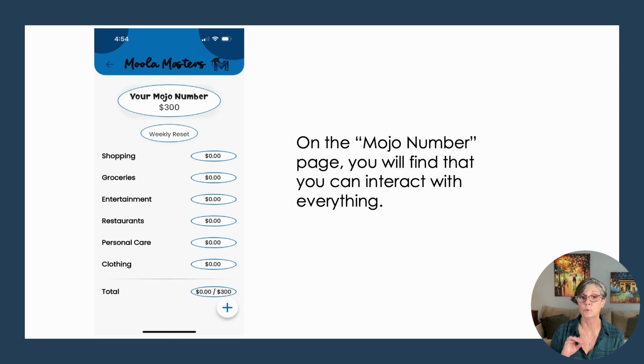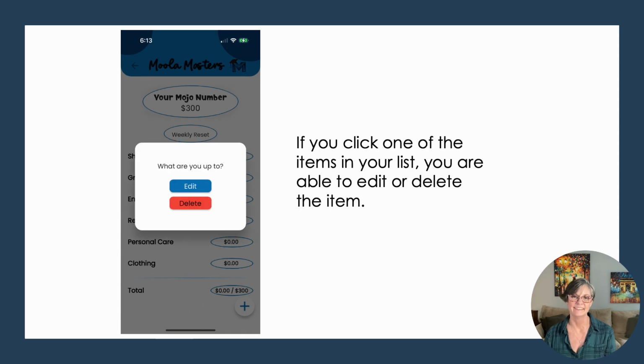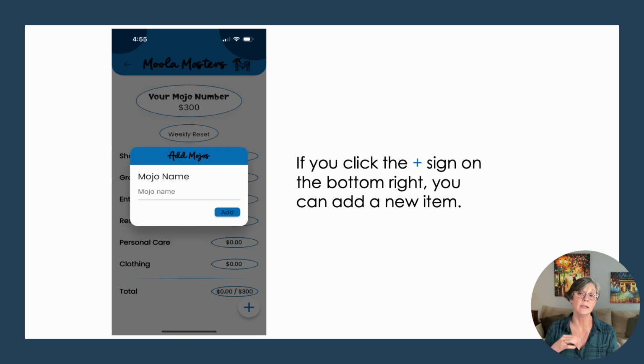Your Mojo number page is very customizable. Almost everything on there is a button that'll allow you to edit or change it to your heart's content. First up, if you click the top, your Mojo number, you can change your Mojo number. So as you're learning how much you have and what's really happening with your budget, sometimes that number will change. If you click one of the items in your list, you'll be given the option of editing it or just deleting it.